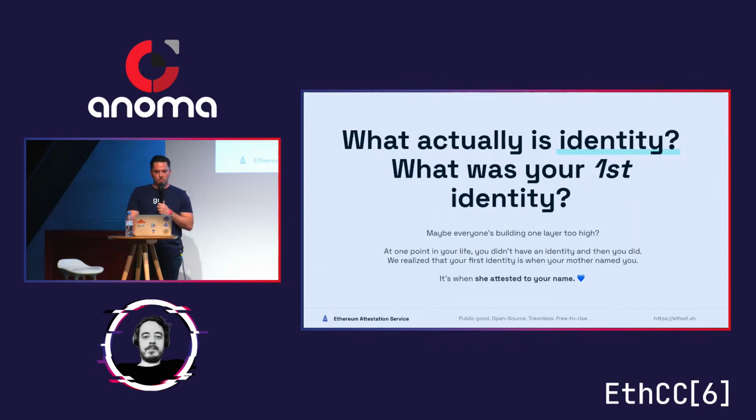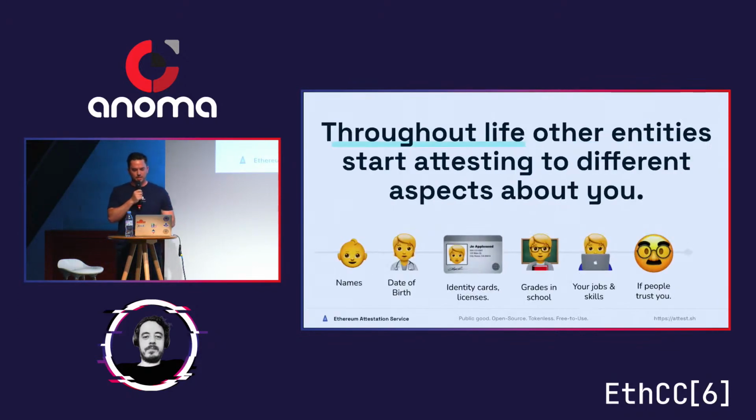And we're wondering, what actually was your first identity? And maybe everyone's building one layer too high. At one point in your life, you didn't have an identity, and then you did. So what happened? We realized, okay, your first attestation is actually when your mom names you, right? She attested to your name. She said, this is my child, Bryce. And then throughout life, other entities start attesting to different aspects of who you are. The government or the hospital would have attested to your date of birth. You get your identity card from the government. Perhaps it's your driver's license eventually. You go to school and your teachers attest to your grades. You might be attesting to your friends that you like and the friends that you trust. So you're not only receiving attestations but also giving them.